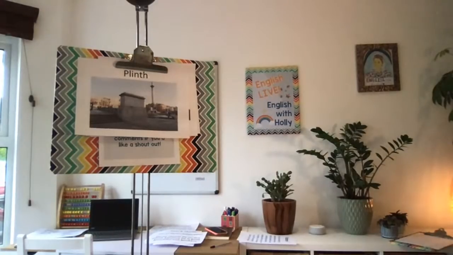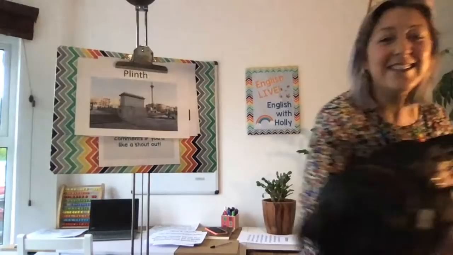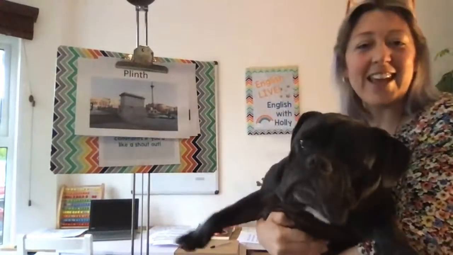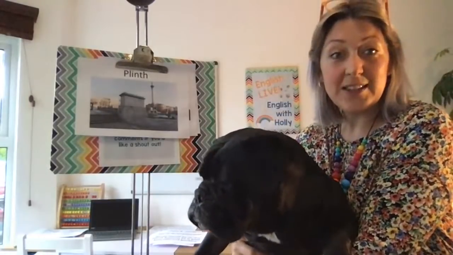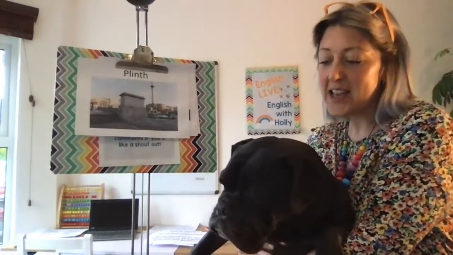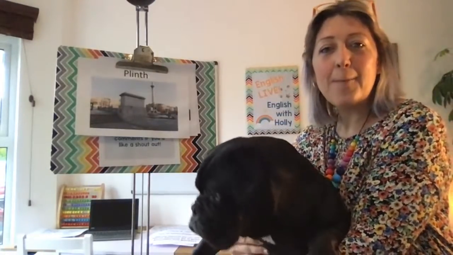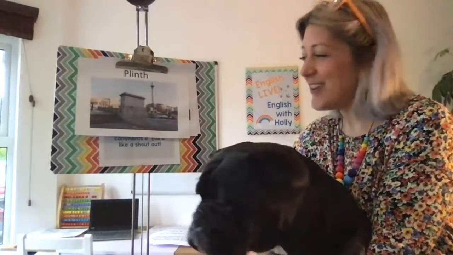Come on, Fatso. So this is Bertie, and I will be using him as an example for all of the persuasive techniques. So I'm going to be trying to persuade Boris Johnson to put Bertie on the plinth. Okay, right, you can get down, good boy.